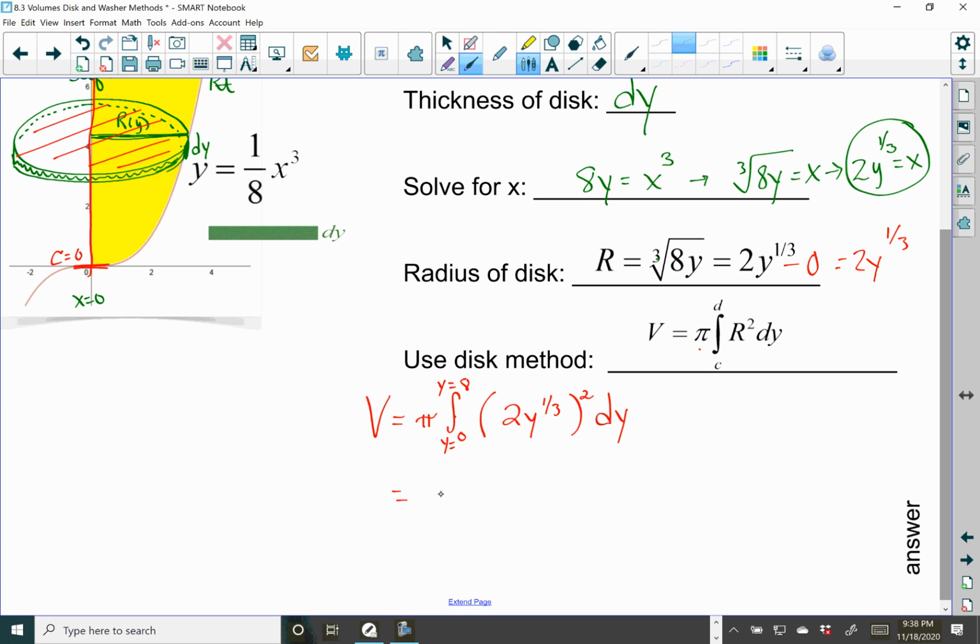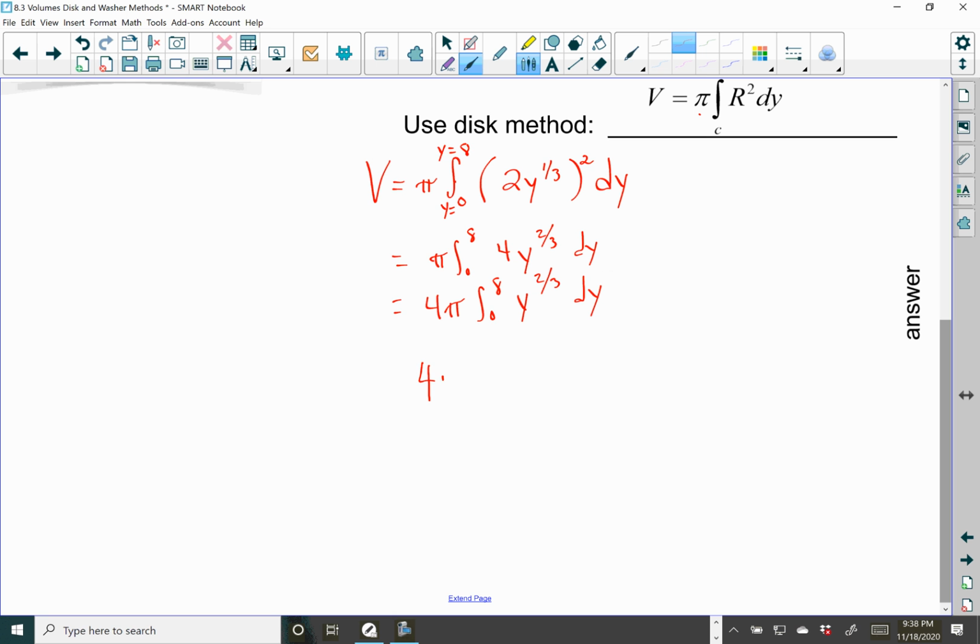All right, so we could do this by hand. I'm sure it'd be way fun. 0 to 8. Squaring this, I'm going to get 4y to the 2/3 dy. Might as well bring our 4 out front, make it easier on ourselves. 0 to 8, y to the 2/3 dy. Integration. We would have a y to the add 1, so 3, that would be 5/3 multiplied by 3/5. You know what? That's going to come out front with me. And then evaluated 0 to 8.